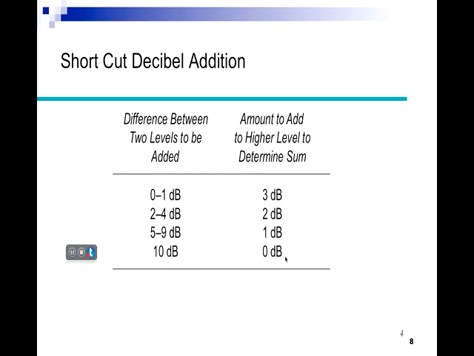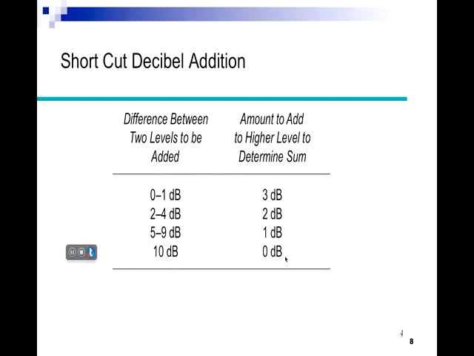Now, how do we add decibels? I like to use the shortcut decibel addition, and one of the problems on your worksheet, which we'll go over on the board, is to apply the shortcut decibel addition method. And this is pretty simple, because if you have 2 decibels that you need to add, you need to do 2 things. First of all, you need to look at the difference between the 2 levels to be added.